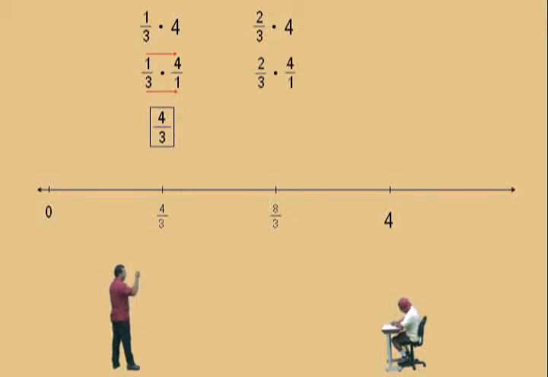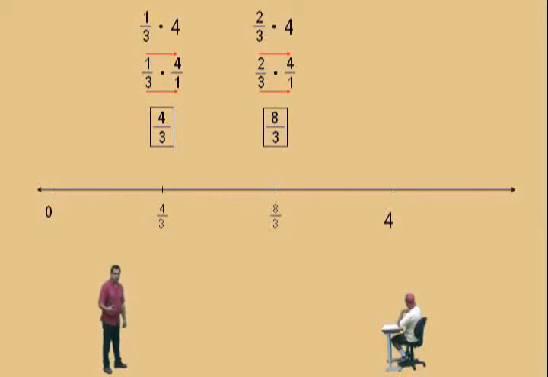How do you write 4 as a fraction, Charlie? 4 over 1. That's right. Multiply straight across the top and straight across the bottom. What's 2 times 4? 8. And what's 3 times 1? 3. It is 8/3. So there you go. 2/3 times 4 is 8/3. Or 2/3 of 4 as a word statement is 8/3. All right, Charlie. So 1/3 of 4 is 4/3. 2/3 of 4 is 8/3. What's 3/3 of 4? 12/3?